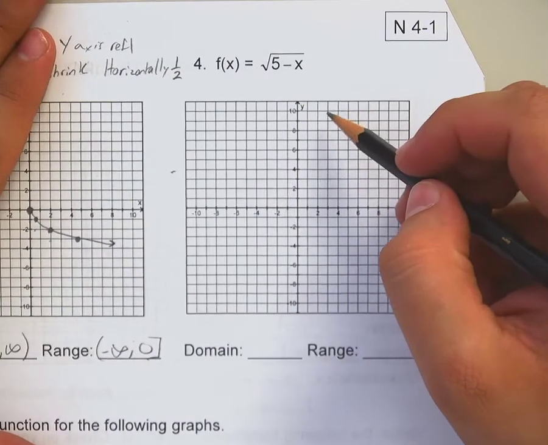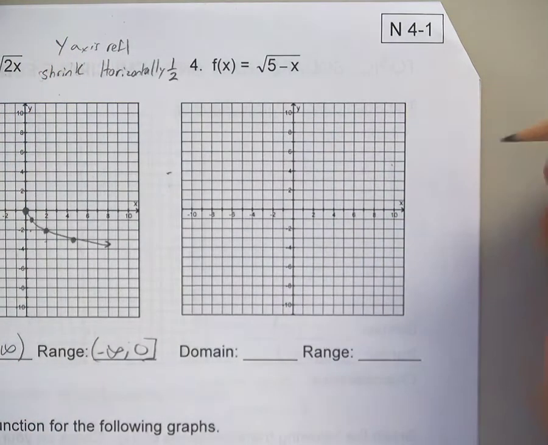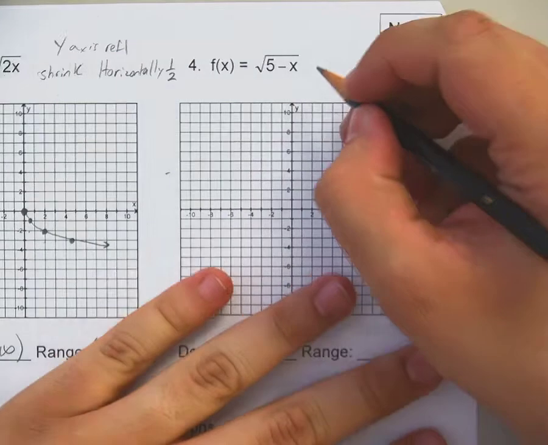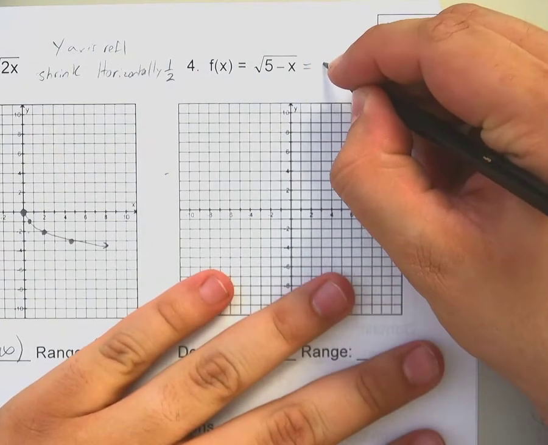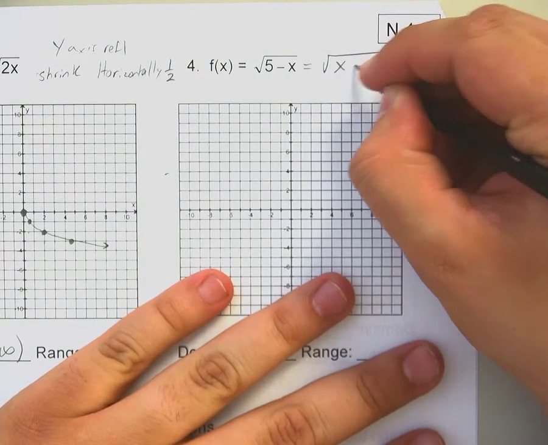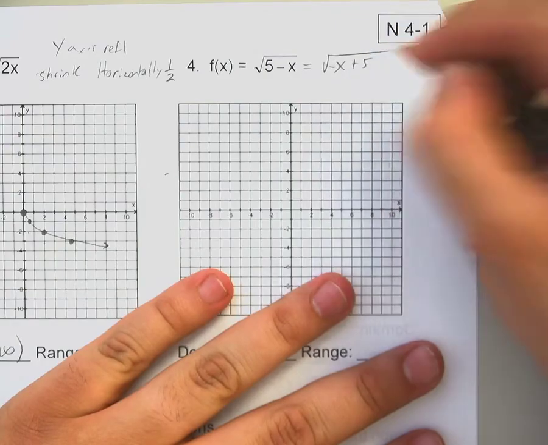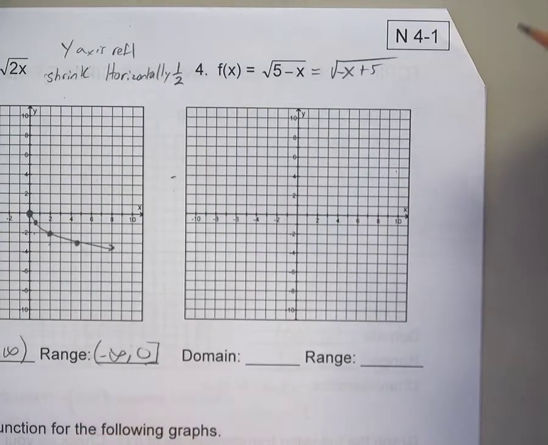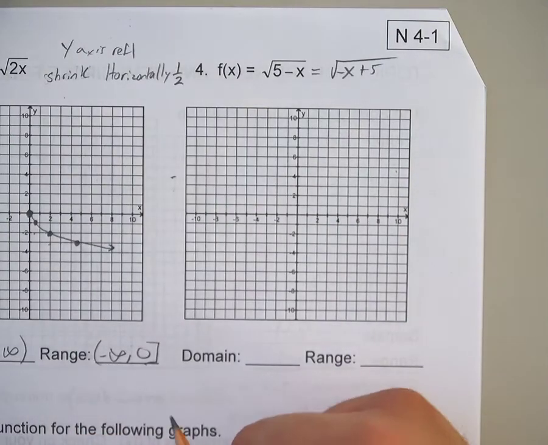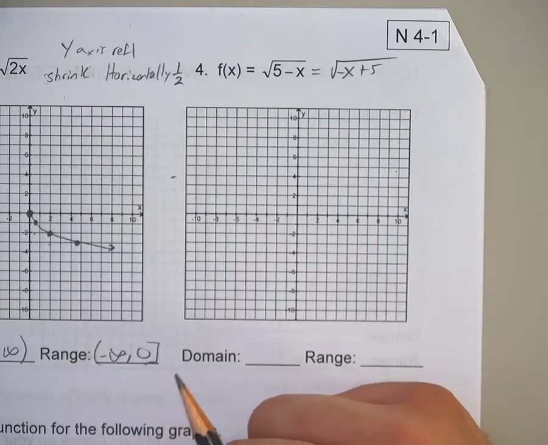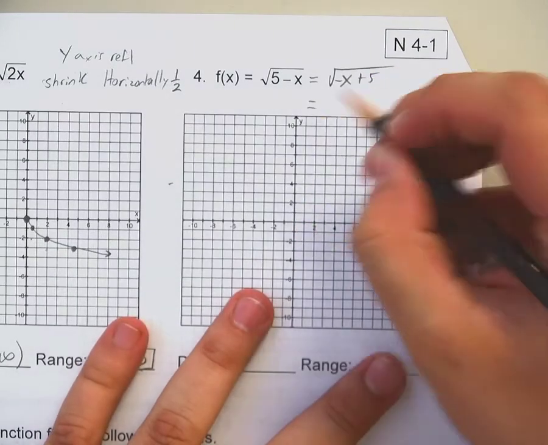Square root of 5 minus x. Okay, now this one is a little bit more in depth as far as what we're going to need to do, because first I need to rewrite it as the square root of negative x plus 5. I always want my x first. And then I'm going to rewrite this.